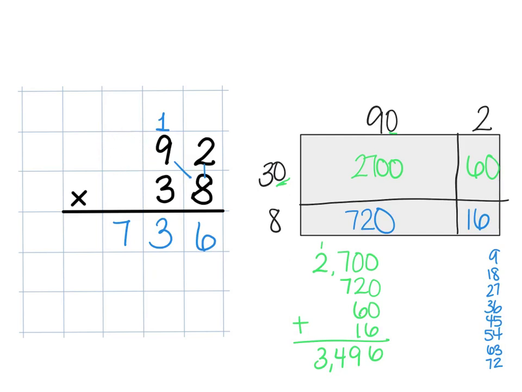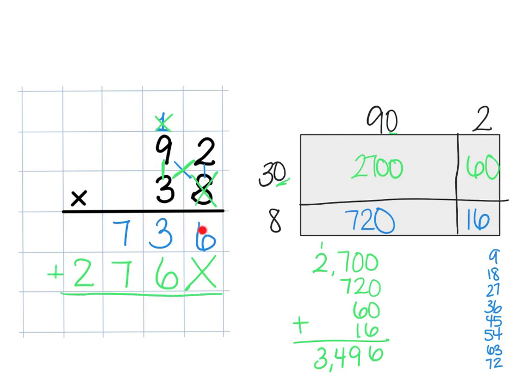Now, we're going to cross out the 8 because we're done with it. We're going to put a placeholder down here and cross out the 1 so we don't get confused. Now let's multiply 2 times 3. 2 times 3 is 6. And then 9 times 3 is 27. And we're going to add them up.